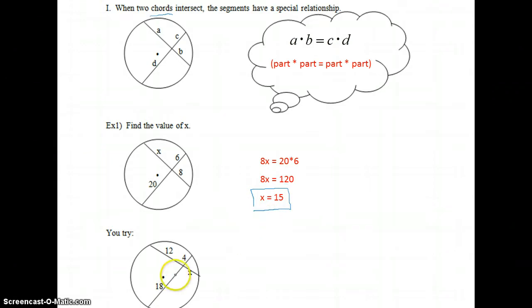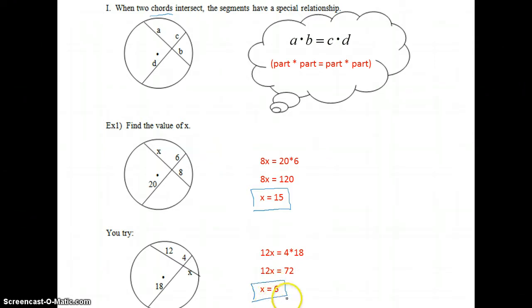Let's take a look at our next one. Again, I have two intersecting chords, those segments in the circle. I will take their product, so 12 times x will be equal to 4 times 18. So 12x equals 4 times 18. Our next step, we'll multiply this 4 and 18. 12x equals 72. And if we divide both sides by 12, my final answer, I will solve for x equals 6.